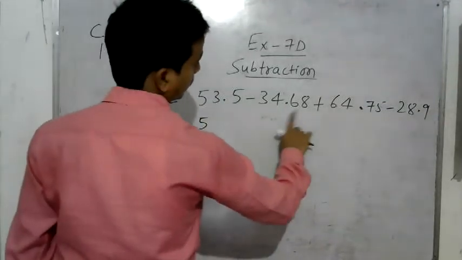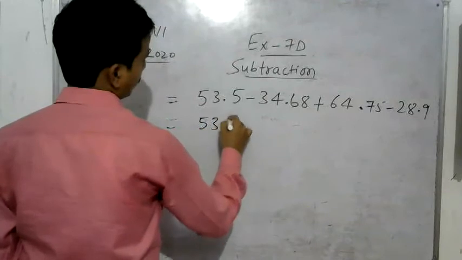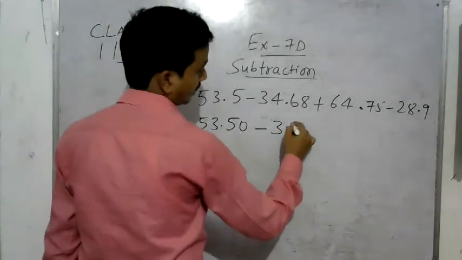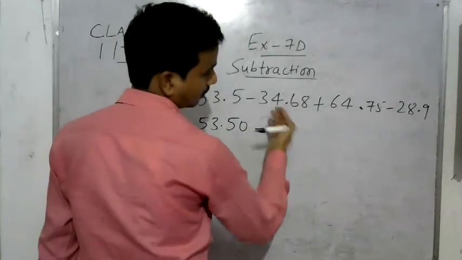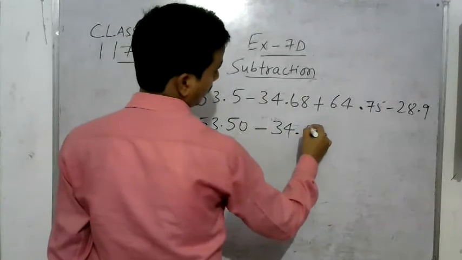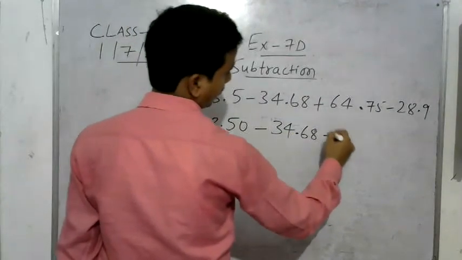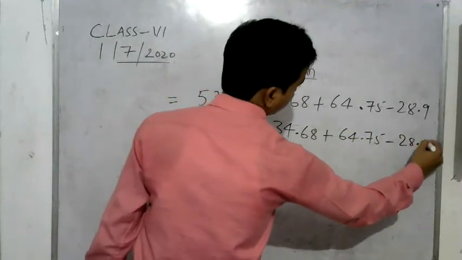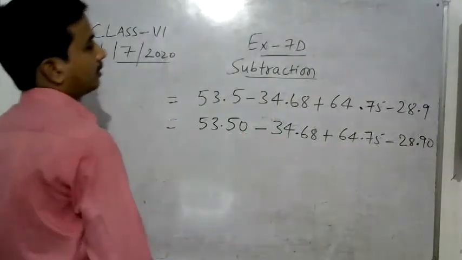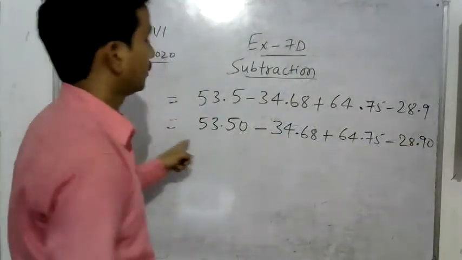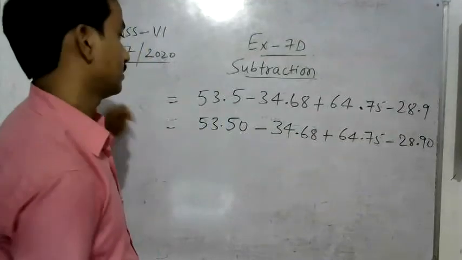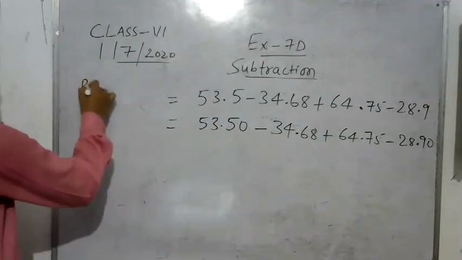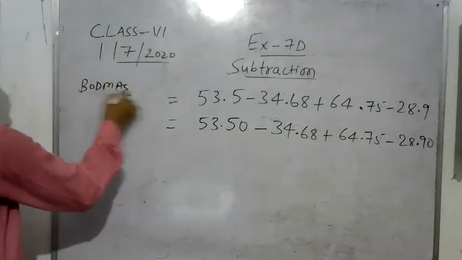First of all, convert it into like decimal. The highest number of decimal places is 2. So 53.50 now becomes two decimal places. The next decimal number has already two decimal places, so no need to add 0. 64.75 stays as it is, minus 28.90. Now this is a like decimal, because every decimal number has two decimal places. Now we will apply the BODMAS rule. BODMAS rule is applicable here also.